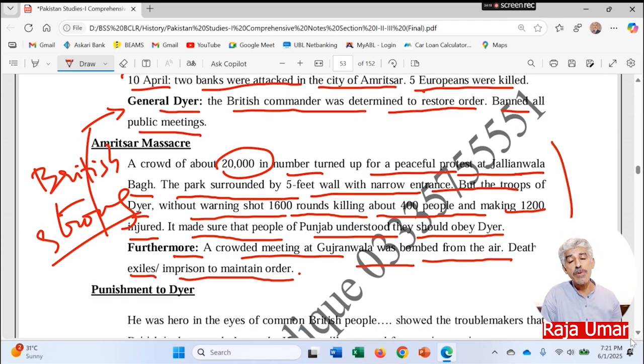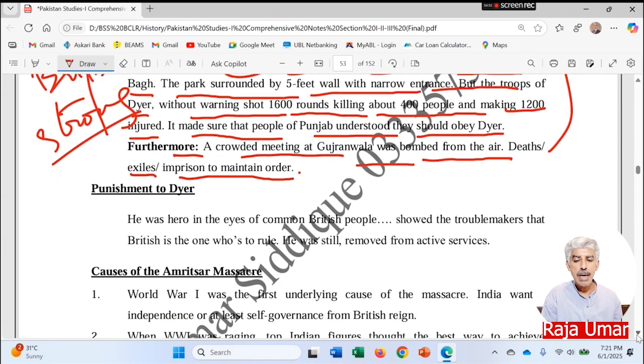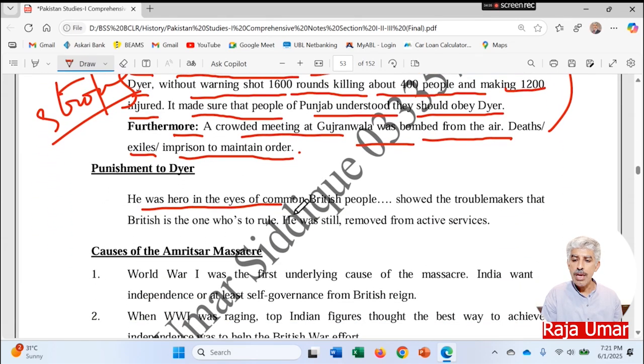It was said that General Dyer did wrong and that he hadn't got any order from the British government to fire on the people in Jallianwala Bagh, Amritsar. But what punishment did he get? He was a hero in the eyes of the common British people, as they thought he just tried to maintain order and did not want control to be loosened from British hands. He showed the troublemakers that the British are the only ones to rule. He was still removed from active service.